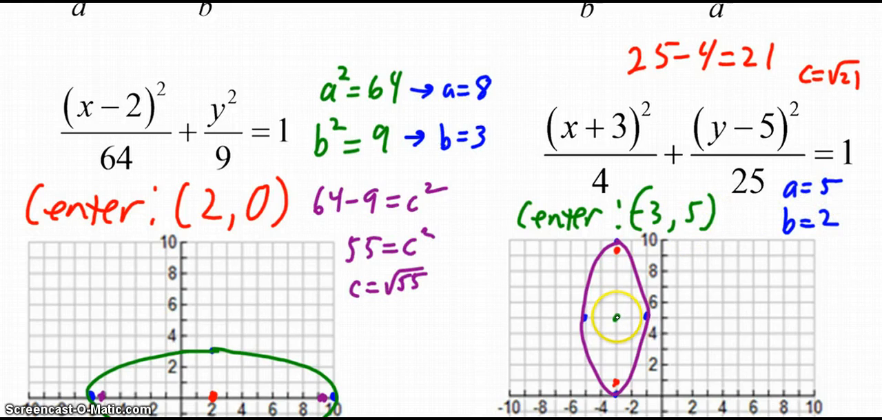So I plot the point negative 3, 5, and then from there I'm going to go up 5 and down 5. That's how I got the major vertices. I go to the right 2 and I go to the left 2. That's how I got the minor vertices.